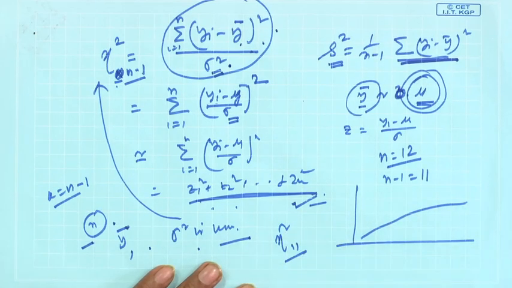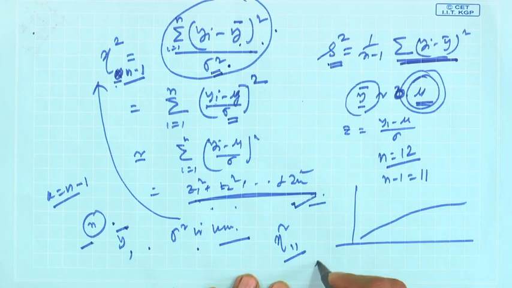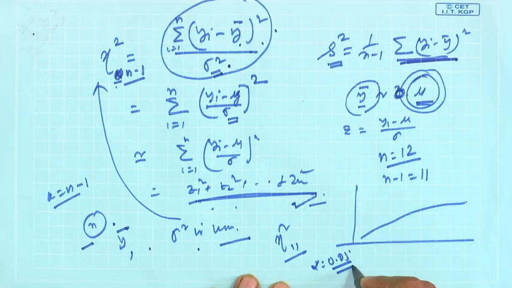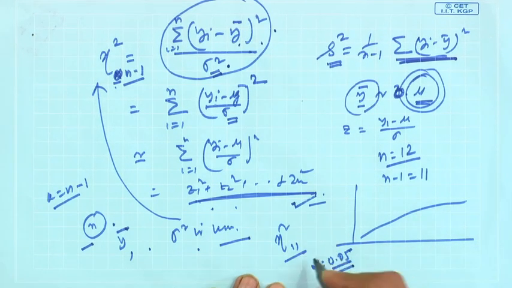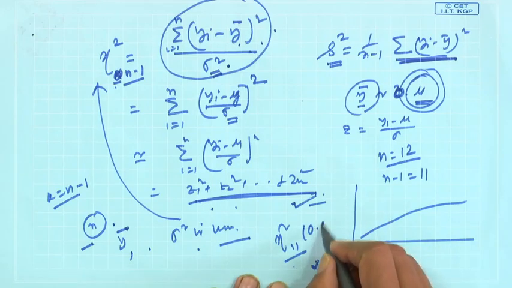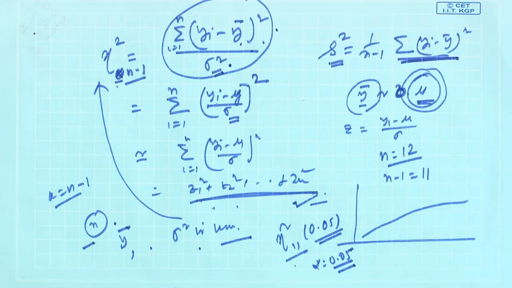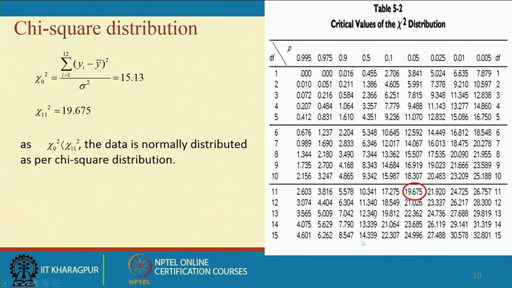If I say that alpha equal to 0.05, the detail will be told to you later on, and you want to find the value of chi square 11 at 0.05. You will see the chi square table, where rows and columns are given: in the first column all degrees of freedom, and in the other columns the different probability values. So, our chi square 11 with significance probability 0.05, this value is 19.675.